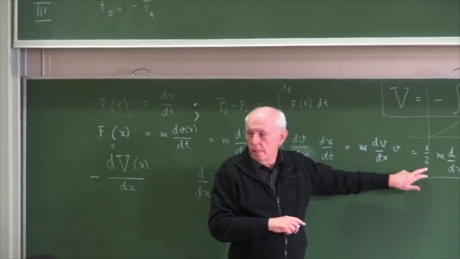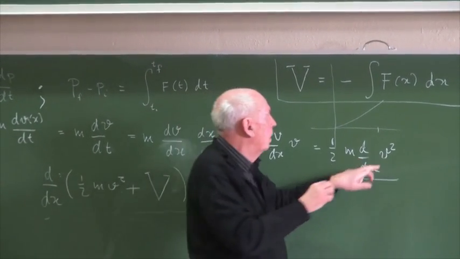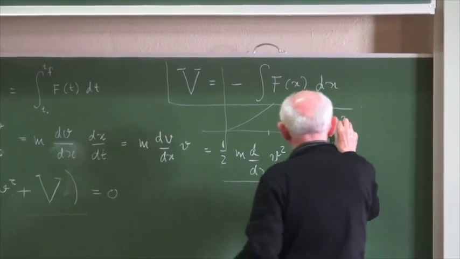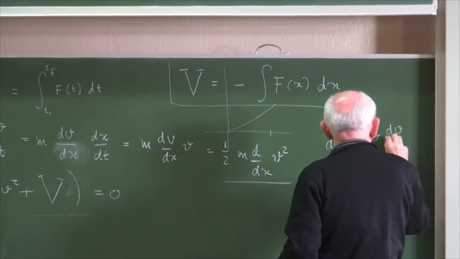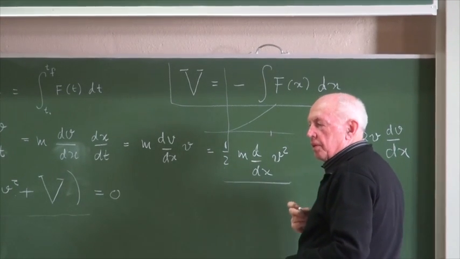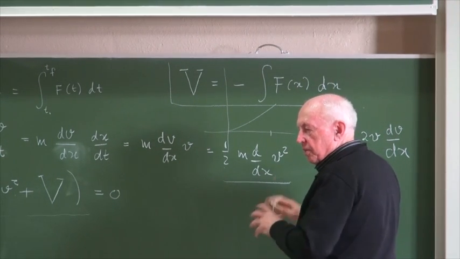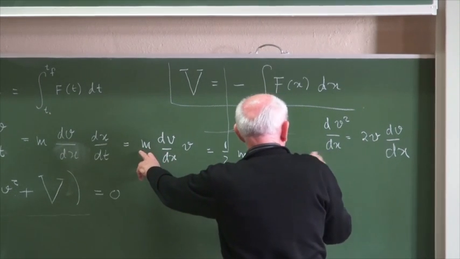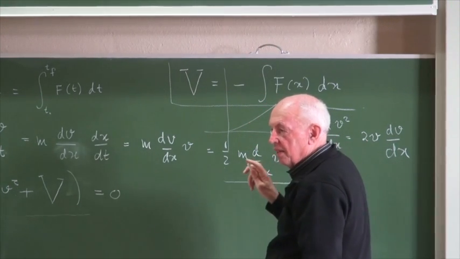Okay. The second one, from m v dv/dx equal to half. How does this half come in? If I differentiate this, dv squared/dx, then I get 2 times v dv/dx. Okay? And I've just put in the half because I know this will happen. So I just put it in there. It's a step in advance. I could have done it differently. You understand? So what this half does, it makes sure that this 2 disappears again. No? Okay?